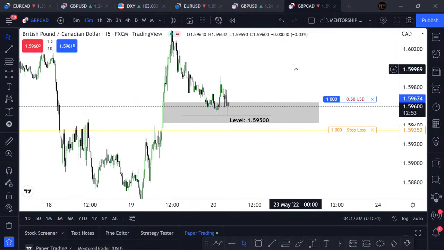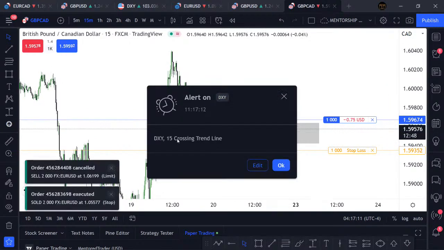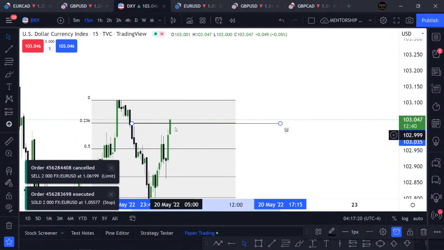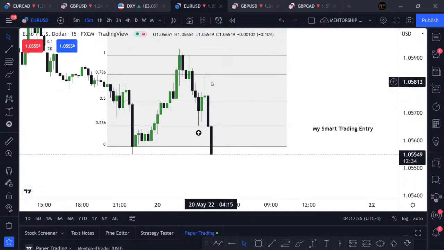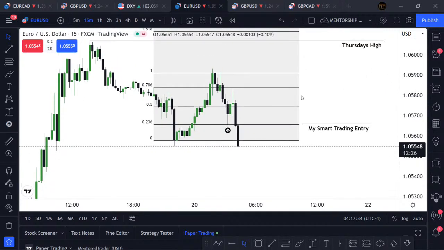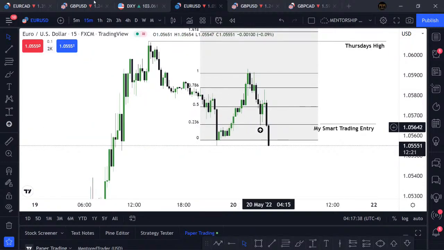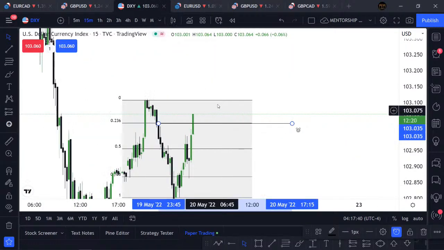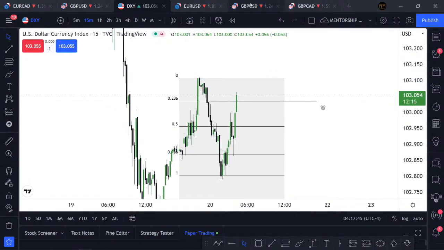pound Canadian dollar. Let's also look, okay, the dollar index has given us an alert. They've hit that line. So, okay, this is the news. This is the news. You remember we looked at investing.com on the pound. So the euro is doing its magic. Okay, these long candles.